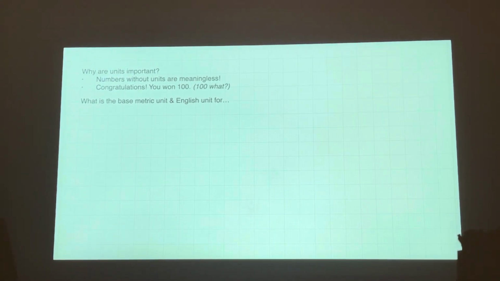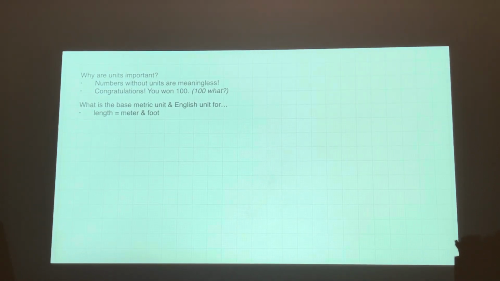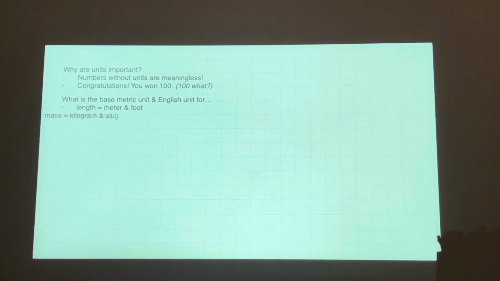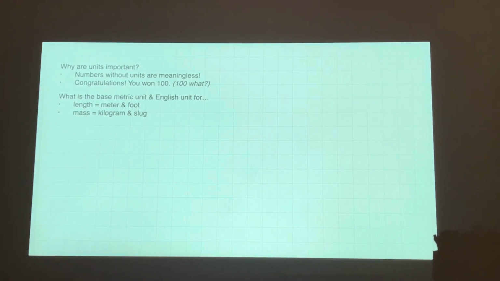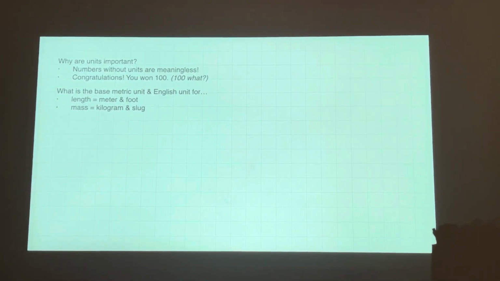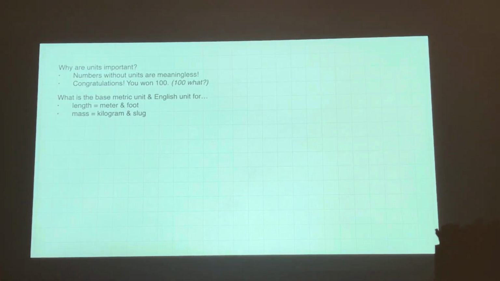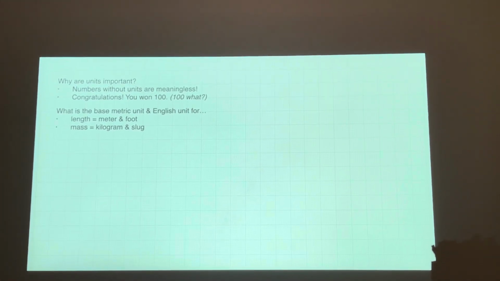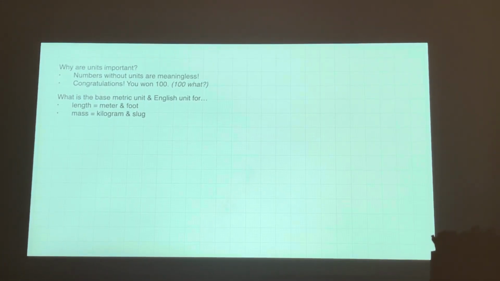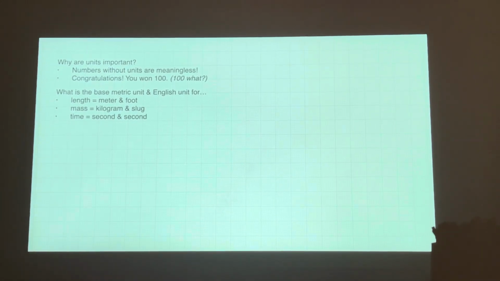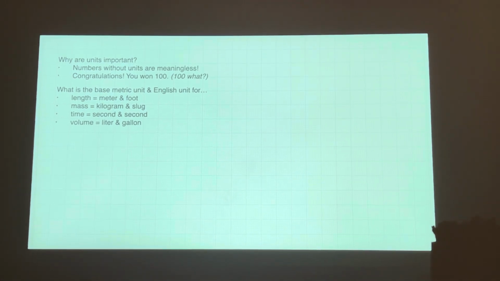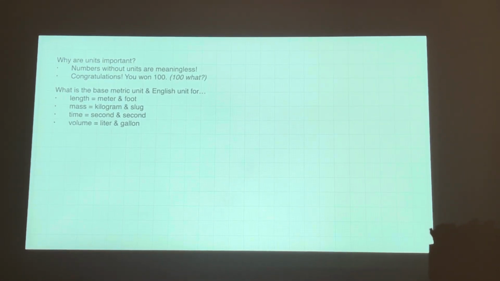What is the base metric unit and English unit for length? That would be meter for metric and foot for English. The base metric unit and English unit for mass would be kilogram and slug. For mass, they go back and forth between kilogram and gram. I will accept either happily. So again, it can be gram and slug or kilogram and slug. Time, second and second. Volume, liter and gallon for the English unit.